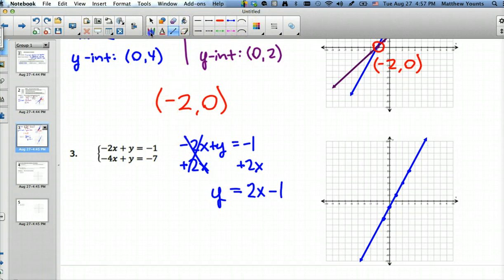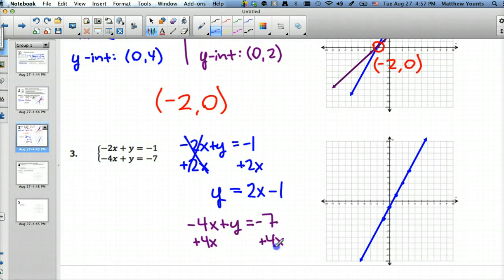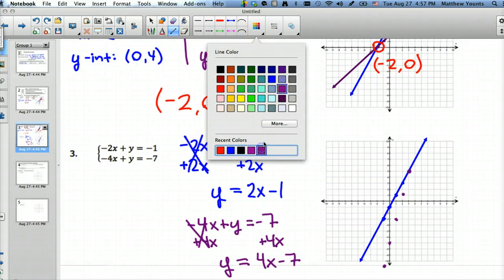And then my second equation is also in standard form: negative 4x plus y equals negative 7. For that one, I can add 4x to both sides, and that gives me y equals 4x minus 7. And so I would start down here at negative 7 and go up 4, right 1, or down 4, left 1. And here's what your second line looks like.